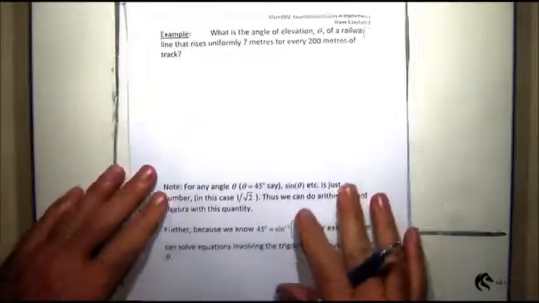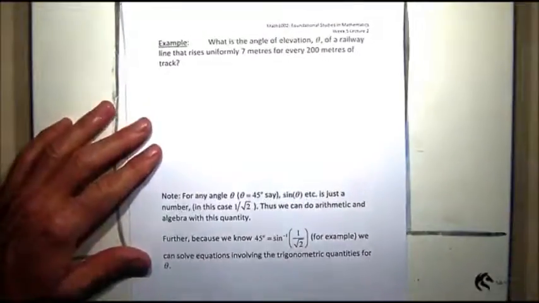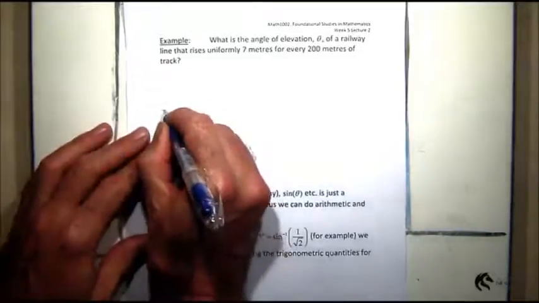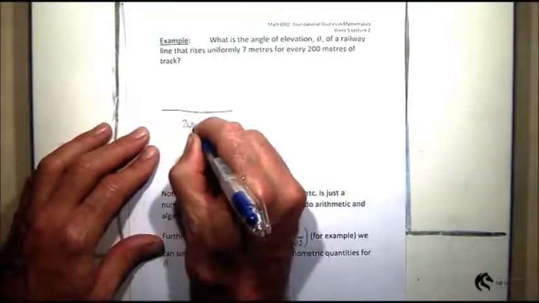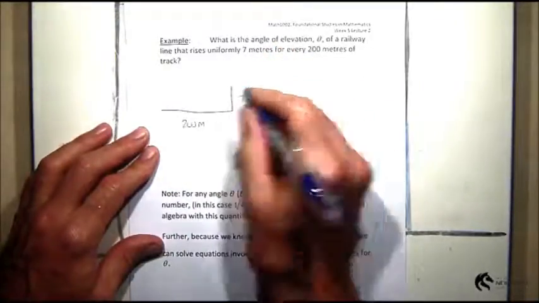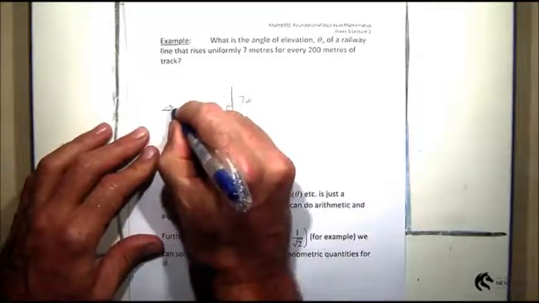So as an example, it says here, what is the angle of elevation of a railway line that rises uniformly 7 metres for every 200 metres of track? So if I would draw a picture of that, it would say my railway line goes along 200 metres, and for every 200 metres it rises 7 metres. And it wants to know the angle of elevation.